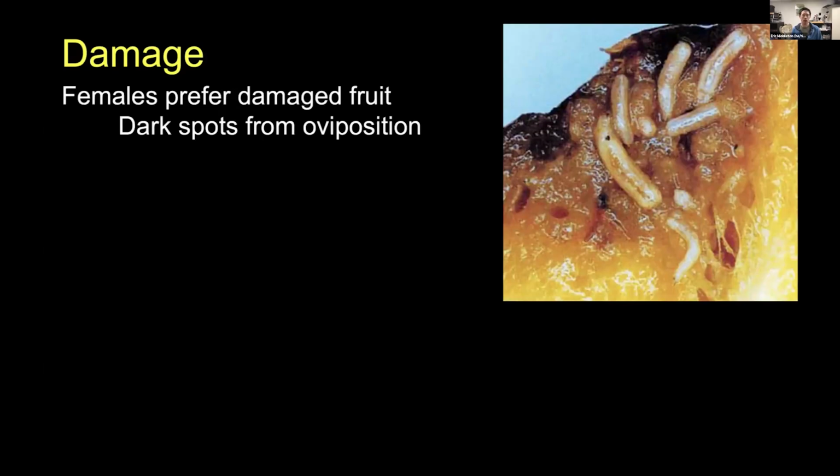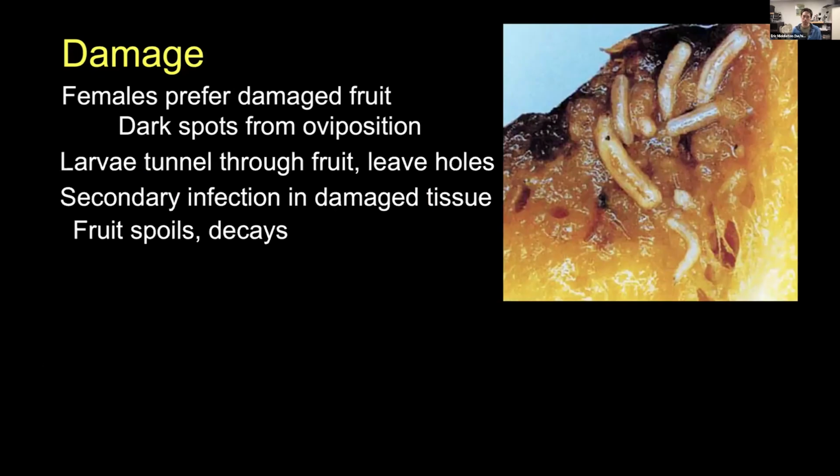We talked a little bit about this, but the damage they cause is pretty significant. Females tend to prefer damaged fruit or overripe fruit. They can attack perfectly healthy fruit, but generally speaking, they'll go after what's a little bit easier. So if your fruit is a little bit more damaged, or more susceptible to them, they'll go after that. Once they lay eggs inside it, you can sometimes see little dark spots from the oviposition on the outside of the fruit, but these are pretty hard to find. You'd have to be looking quite carefully in most cases.